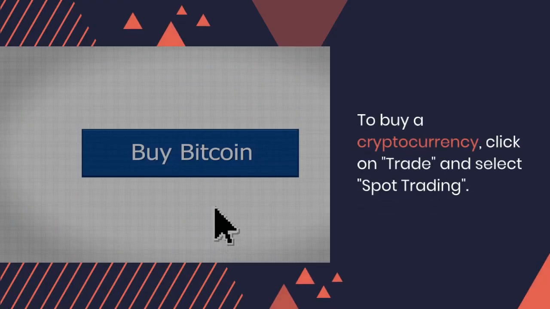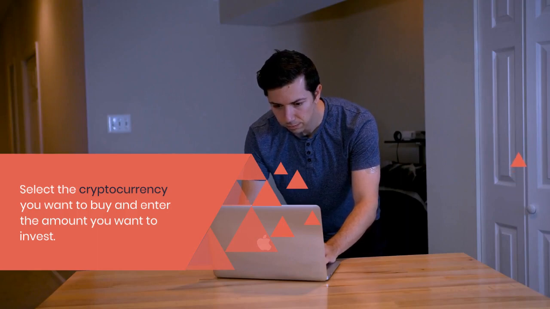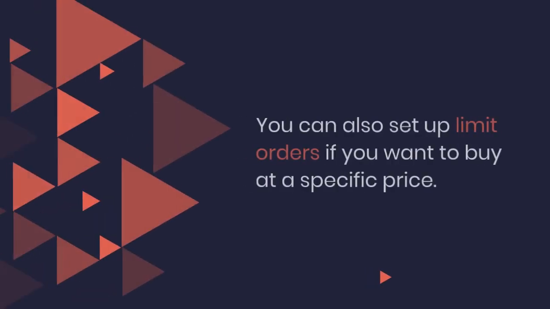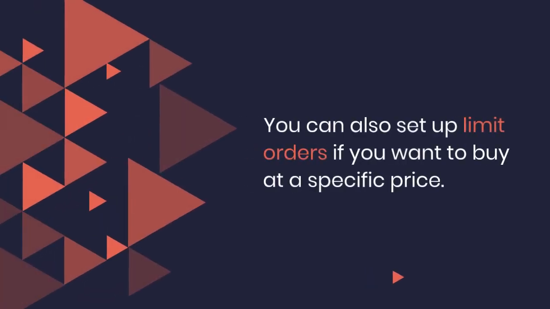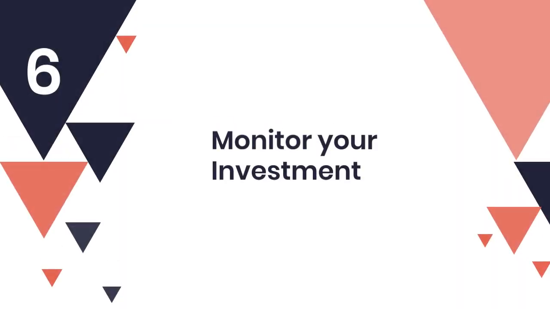Step 5. Place an order. To buy a cryptocurrency, click on Trade and select Spot Trading. Select the cryptocurrency you want to buy and enter the amount you want to invest. Click on Buy and your order will be executed. You can also set up limit orders if you want to buy at a specific price.